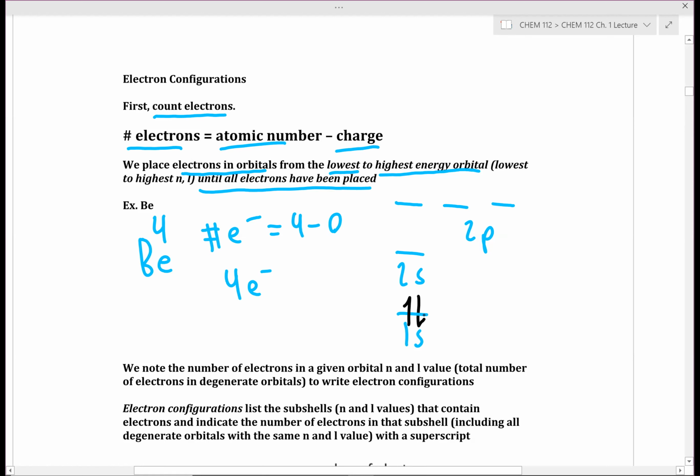Okay, we've used up 2 of our electrons. Where do we put our next 2? 2s. So we fill it with 2 electrons. And we've used up all 4 of our electrons, so we're done. This is a complete orbital energy diagram. Does that make sense? Okay.